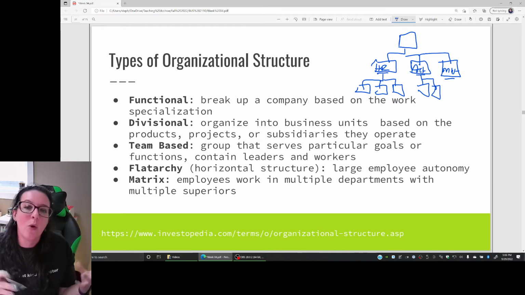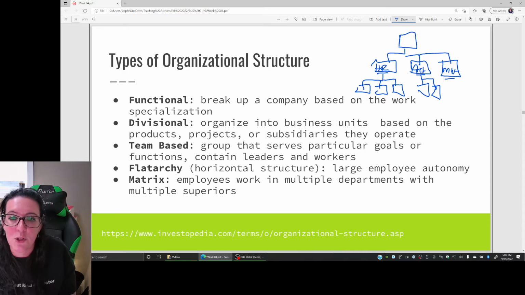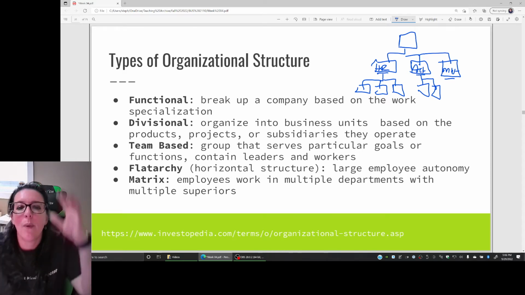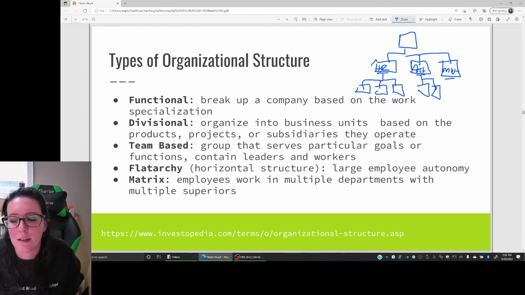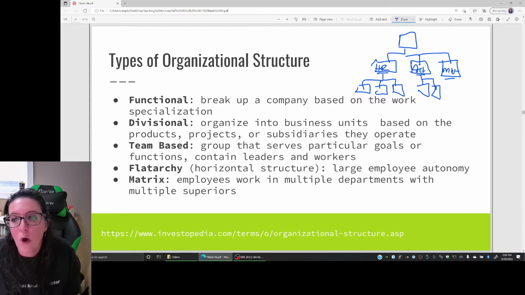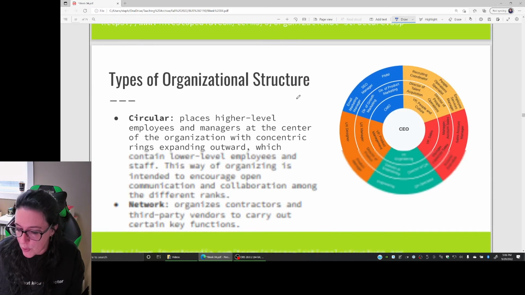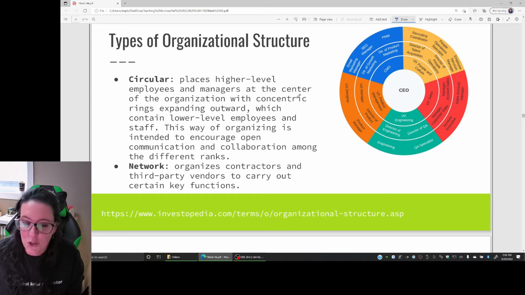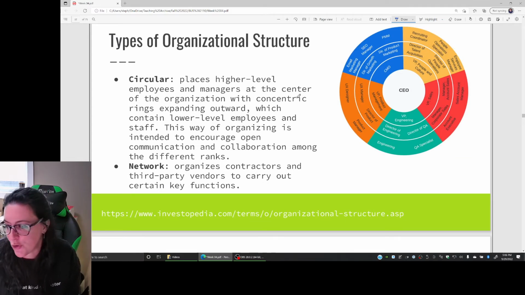Okay, so we can organize based on those business units, so products, projects, subsidiaries, but still we have that chain of command, and you can determine from then how much centralization you're going to have. How much will you delegate down? Often when we look at the functional and divisional structures, they are quite centralized in nature, as opposed to what we are now seeing, a circular type of organizational structure.